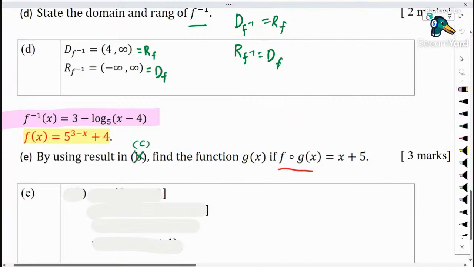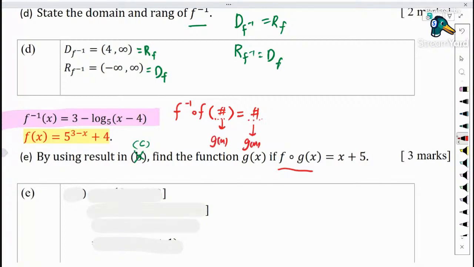Okay, maybe we can think back to the idea just now about the inverse properties. When I have the inverse composite with F, whatever is inside the brackets here will be the result that we want. So if this one is, let's say, hashtag, I will have the result as hashtag. Today I don't want to use the term hashtag. I want the hashtag to become Gx, so that it will bring me to the answer for Gx.